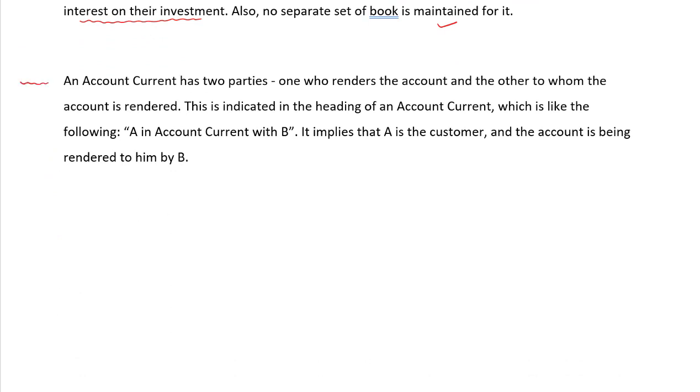An account current has two parties, one who renders the account and the other with whom the account is rendered. This is indicated in the heading of an account current, which is like the following: A in account current with B. It implies that A is the customer and the account is being rendered to him by B. B is rendering the account to A and A is the customer.